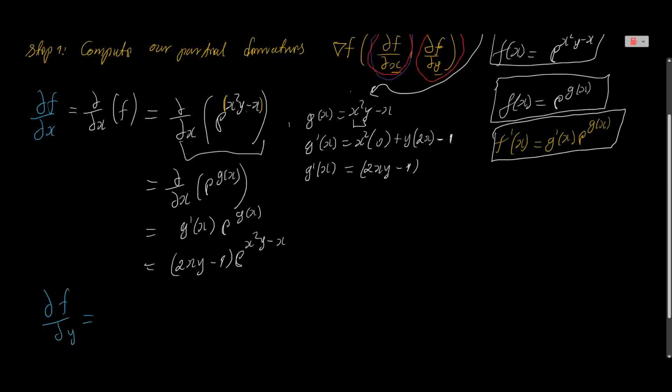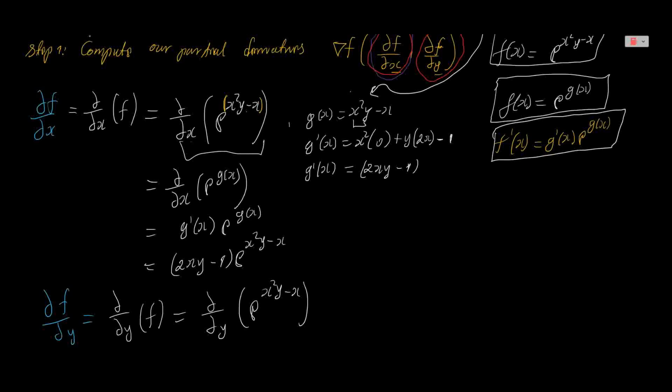This will simply be the partial derivative with respect to y of our function f, and this is the same as the partial derivative with respect to y of e raised to the power x squared y minus x. Again, we're going to apply the same rule. We want to differentiate our exponential function, but in this case we are differentiating with respect to y. Again, our g of x is x squared y minus x.